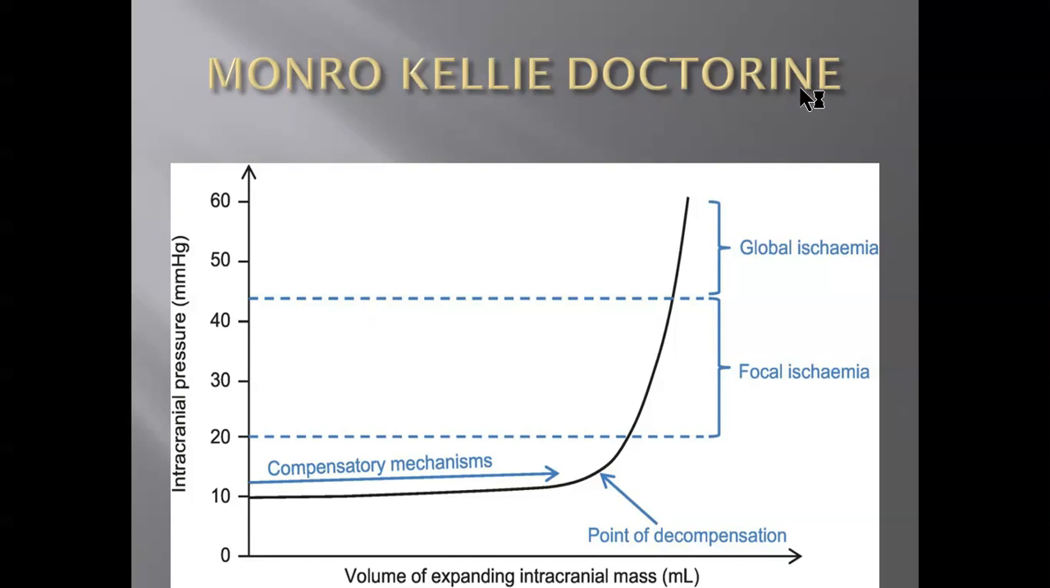Now subtract 20, your ICP, from that mean arterial pressure. So the mean arterial pressure was 100, minus ICP of 20, so your cerebral perfusion pressure will be 80. So 80 is a good cerebral perfusion pressure. This is very important according to this doctrine, Monro-Kellie. Let's go to the next slide.